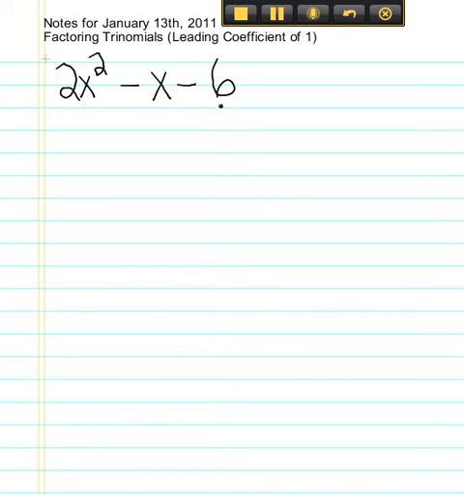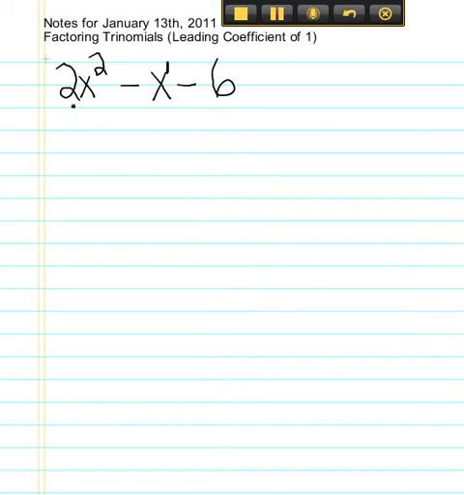If that is my trinomial, each term has a different degree. The constant term doesn't have a variable, so it has a degree of 0. This term has a degree of 1. The reason it has a degree of 1 is because the exponent power is 1. It's not shown there, but it is 1. This one has a degree of 2.